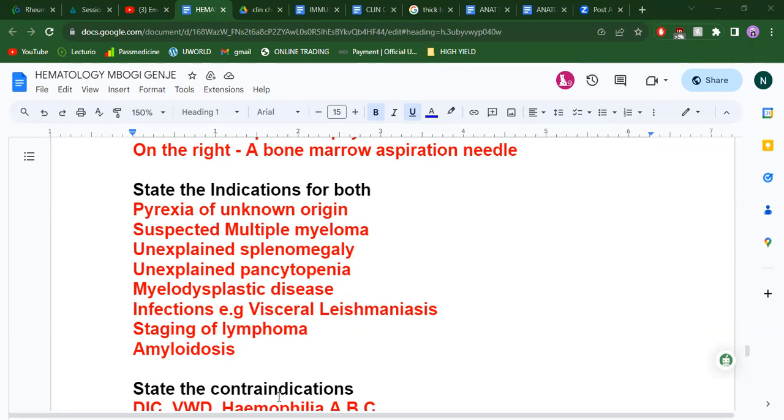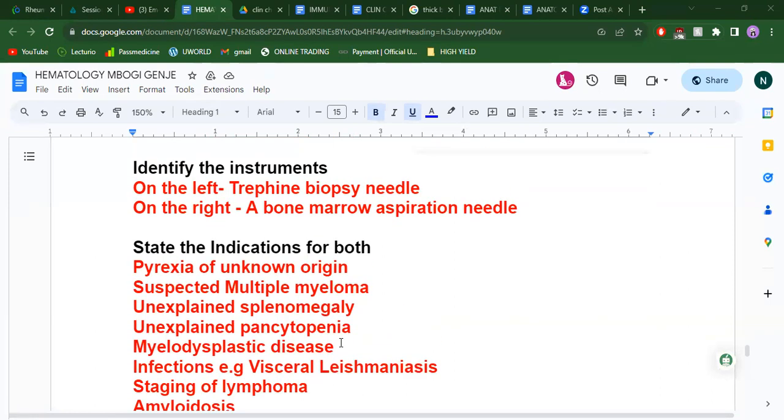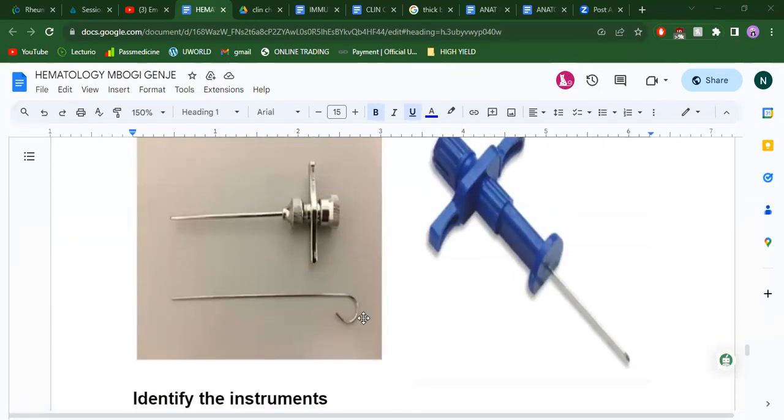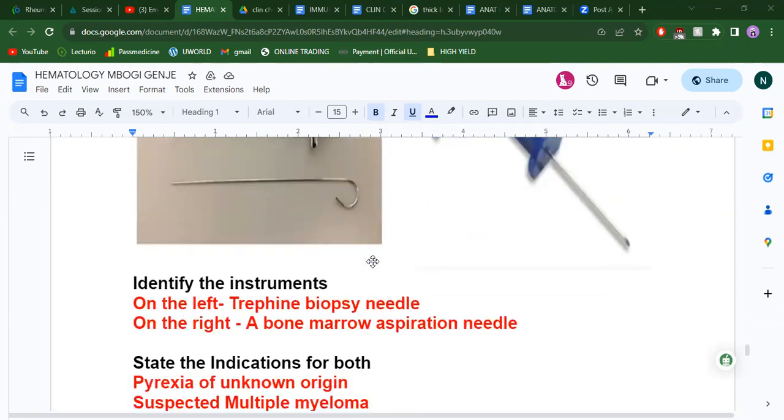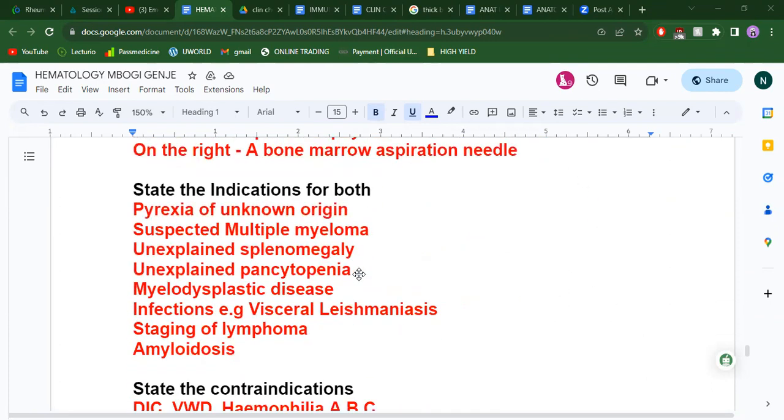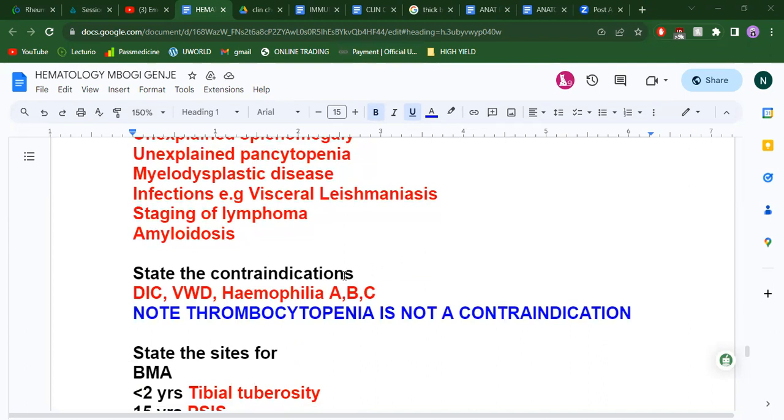Then state the contraindications. Something you should know is that thrombocytopenia is not a contraindication. That's the most important thing, especially in MCQs. You might be asked: the following are contraindications of trephine biopsy, except, and you may be given DIC, VWD, hemophilia A, hemophilia B, and thrombocytopenia. Remember, thrombocytopenia is not a contraindication. The other ones are contraindications.